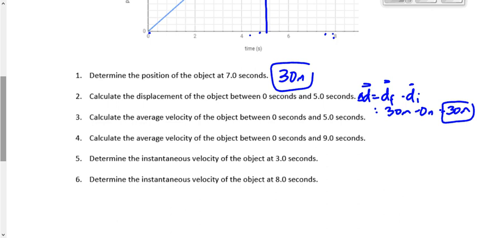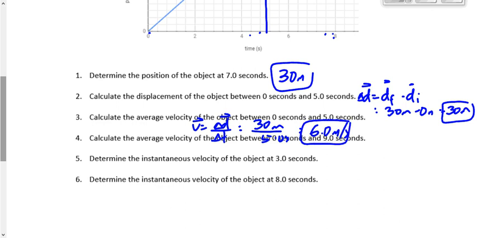The average velocity between 0 and 5 seconds. How'd you guys find it? Rise over run? How many people did rise over run? Okay, good. How many people did delta y over delta x? Okay, how many people did delta d over delta t? Displacement divided by time. Yeah, it's the same thing. It's all the same thing, right? I'm using displacement divided by time because I already found the displacement. 30 meters divided by 5.0 seconds. That gives me 6.0 meters per second.